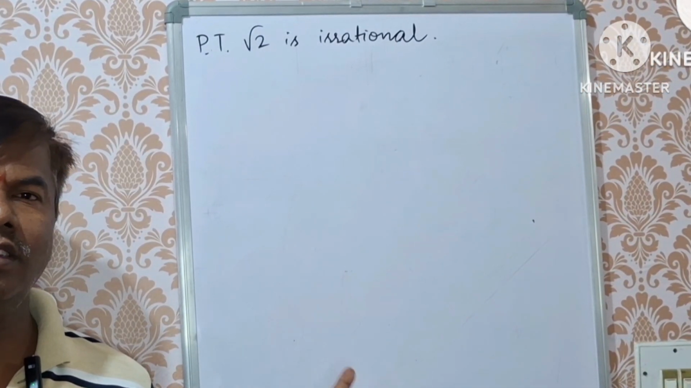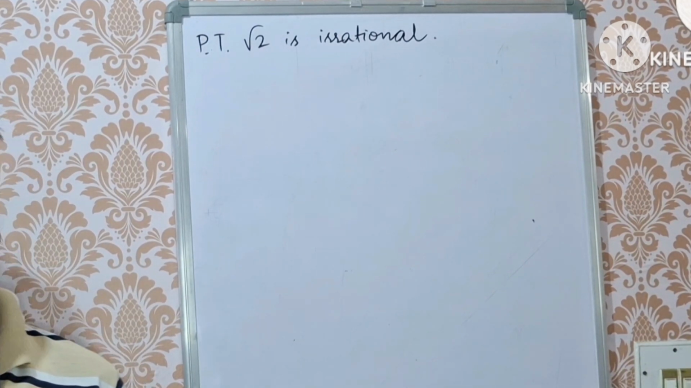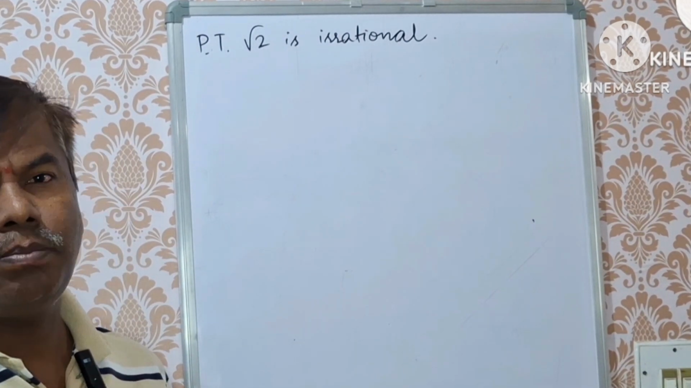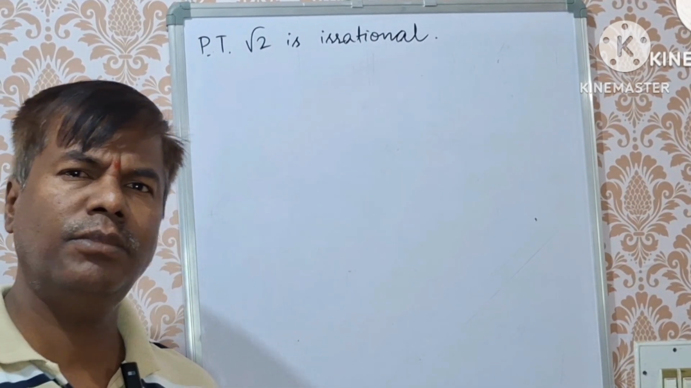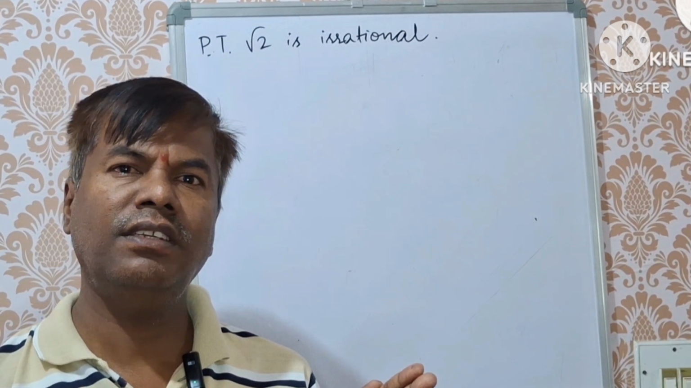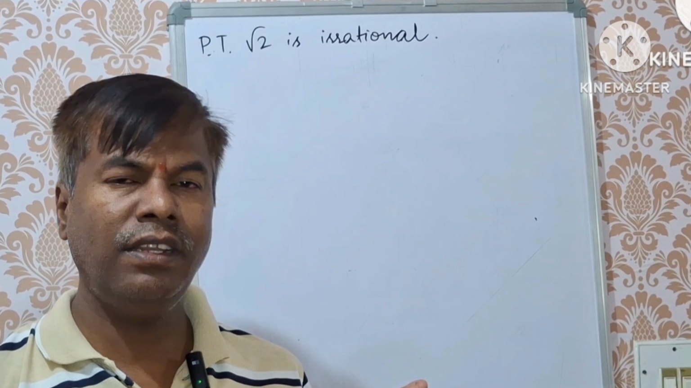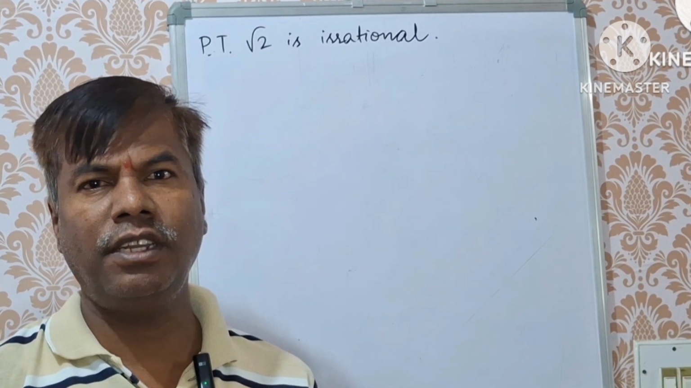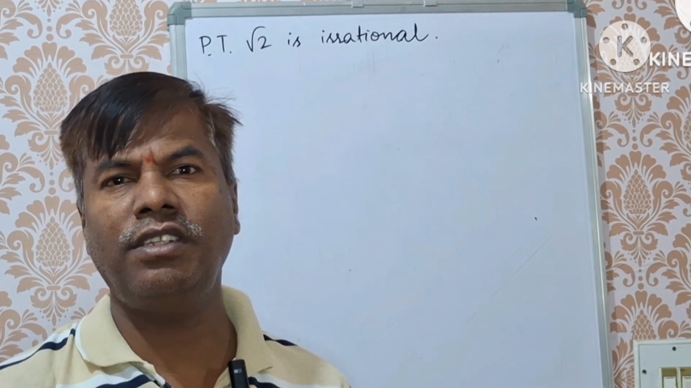Now prove that root 2 is irrational by this method. We prove this by the contradiction method. What is the contradiction method? If something is right, we first assume that it is wrong. Then finally we disprove that assumption and prove that it is right.